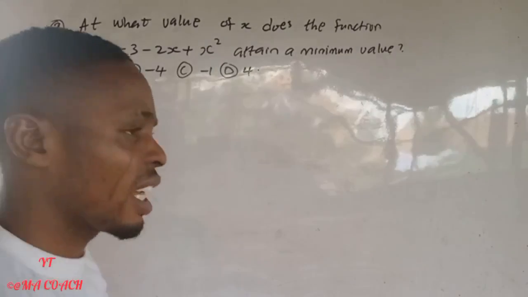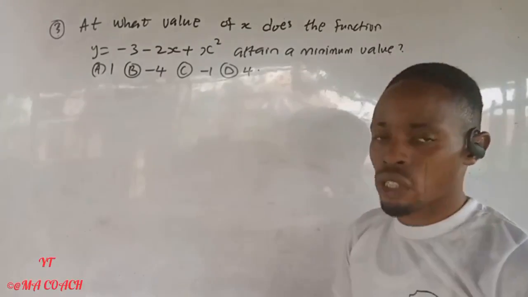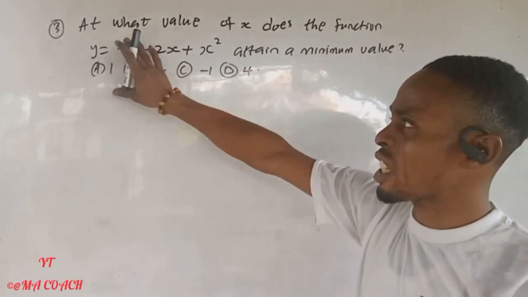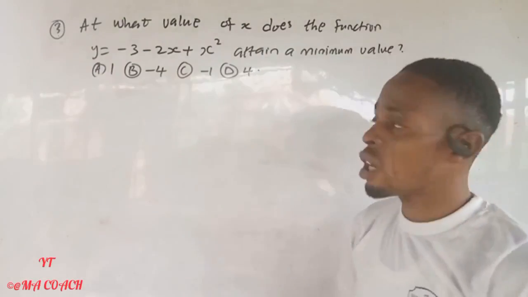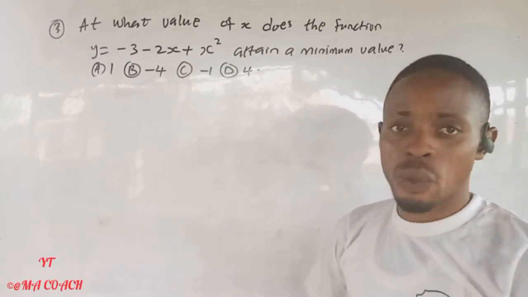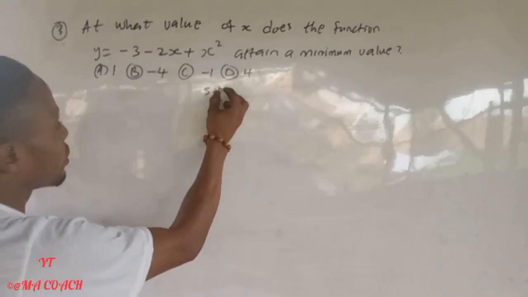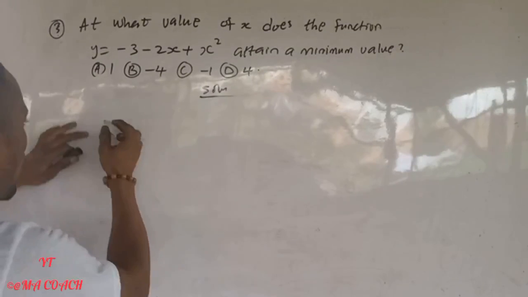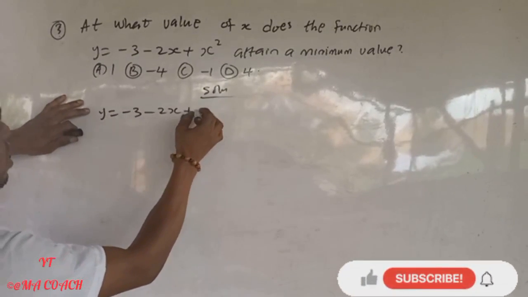What they're talking about here is that this question is also calculus. It's also differentiation, right? So they are asking us to differentiate this y with respect to s, then you get your answer as the value of s. So how do we solve this question now? So let's go about it. Let's take the solution. So our y now is equal to minus 3 minus 2s plus s squared.